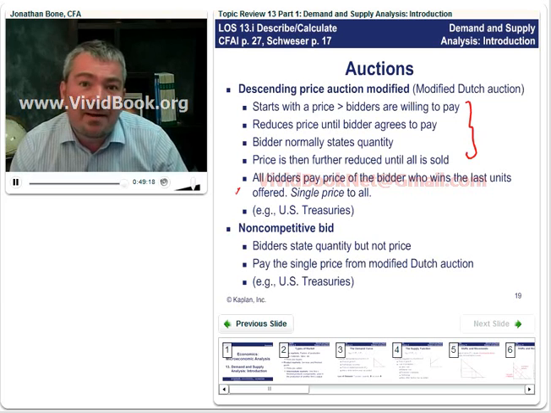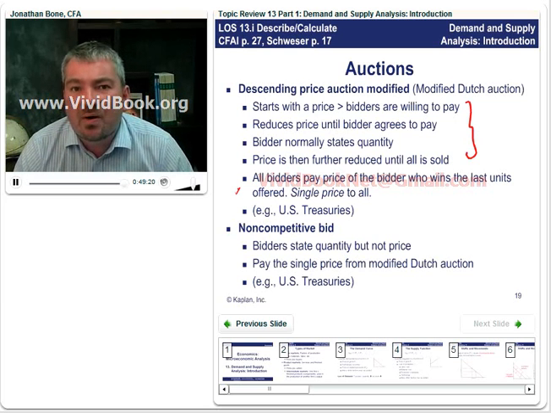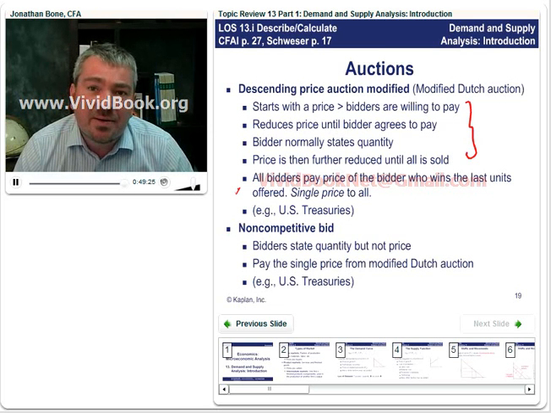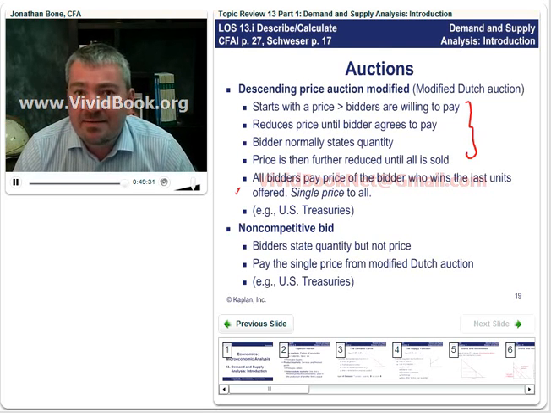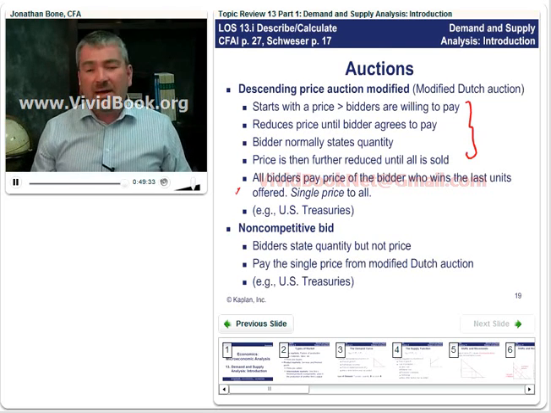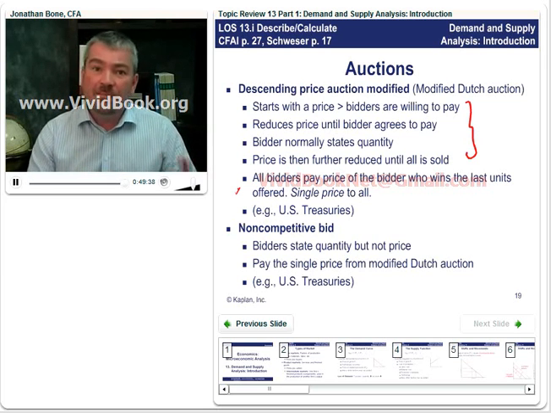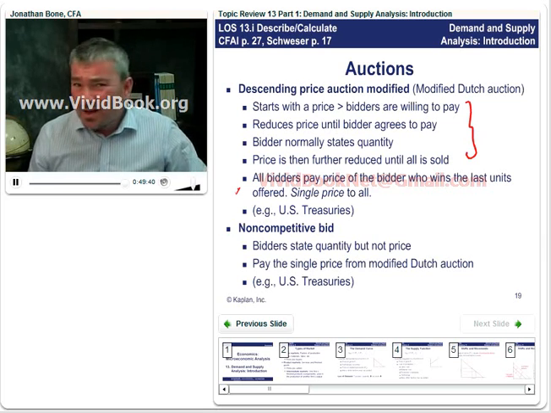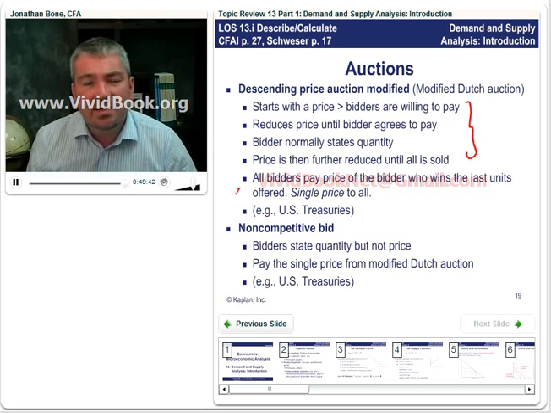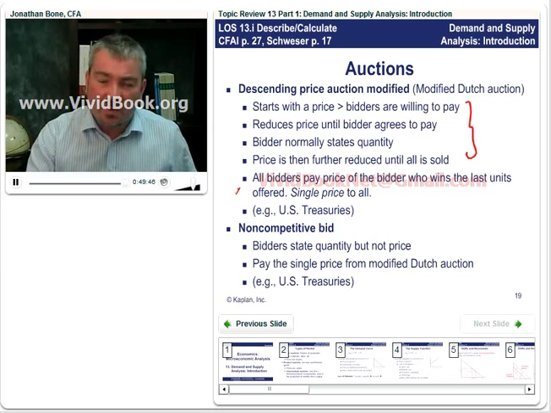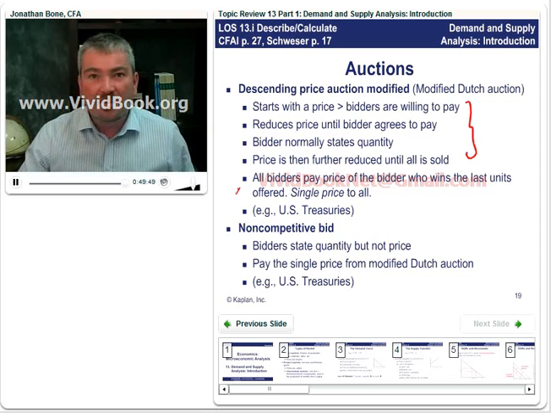Non-competitive bids here are where bidders state quantity but not price. So in other words, you're not stating the price you're willing to buy at. What you end up doing is paying the price derived from the modified Dutch auction. And again, this is the case for US Treasuries. It's also the case for UK government gilts. They have a competitive market, which is just the modified Dutch auction, and a non-competitive market, normally a much smaller quantity of a government bond issue, where you bid quantity and you pay the price from the competitive auction.